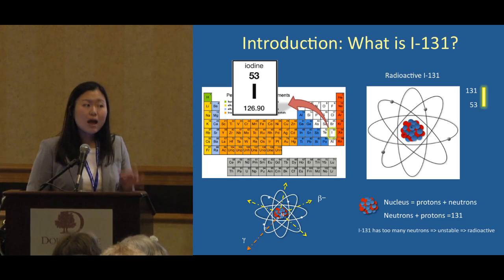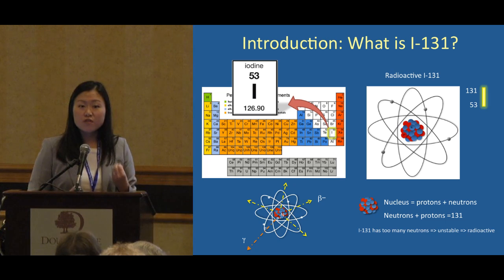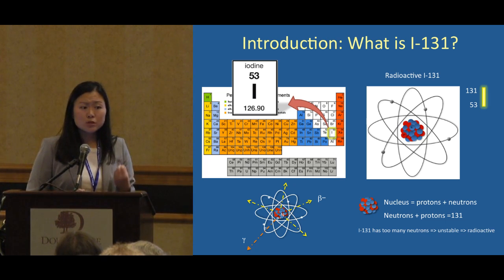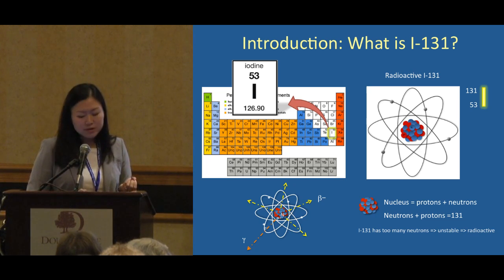The key is this: the thyroid cancer has to take up the iodine, or the radioactive iodine, in order for us to use it for our patients. There are exceptions, and some of the exceptions include cancers like medullary thyroid cancer, anaplastic thyroid cancer, and poorly differentiated thyroid cancers.